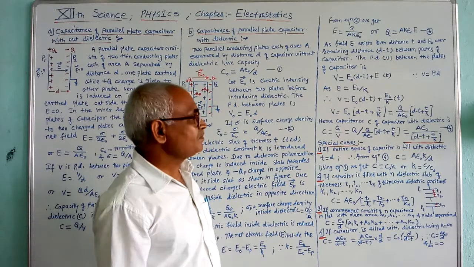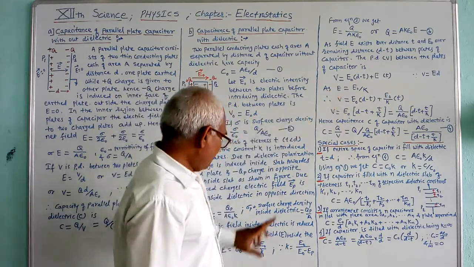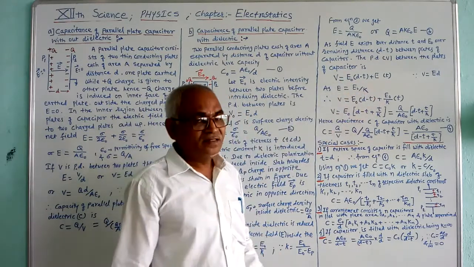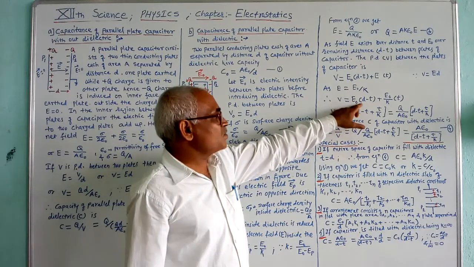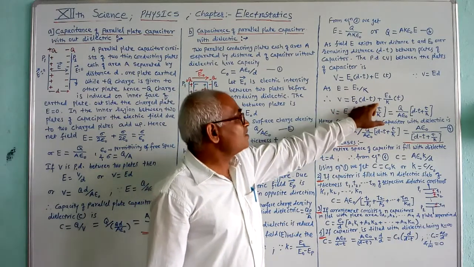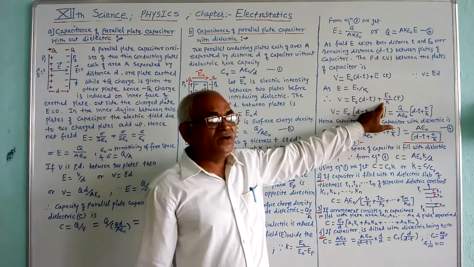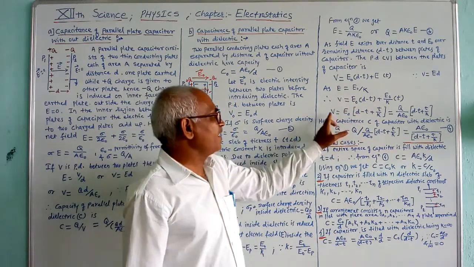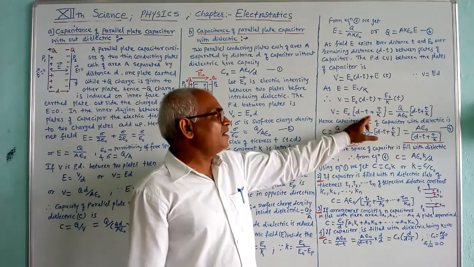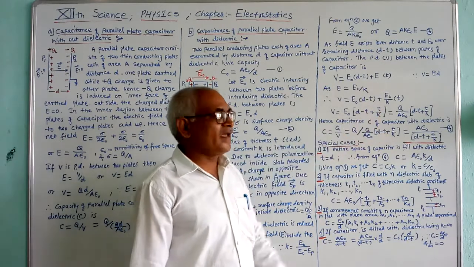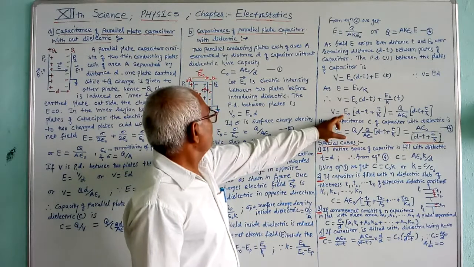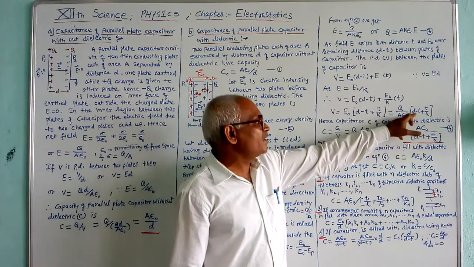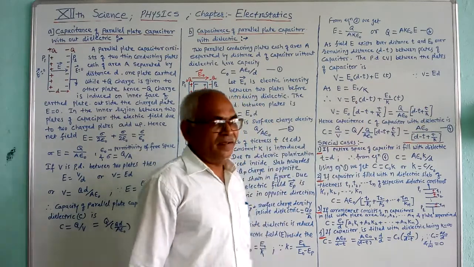As from this equation, E equals E0 upon K. Substituting the value of E here, we get the potential difference V equals E0 into D minus T plus E0 upon K into T. From these two, E0 is common, and in brackets we get V equals E0 into the bracket D minus T plus T by K. Now from equation number 2, substituting the value of E0, that means Q upon A epsilon 0, into D minus T plus T by K.